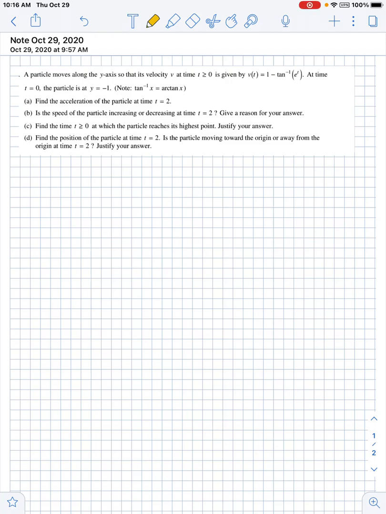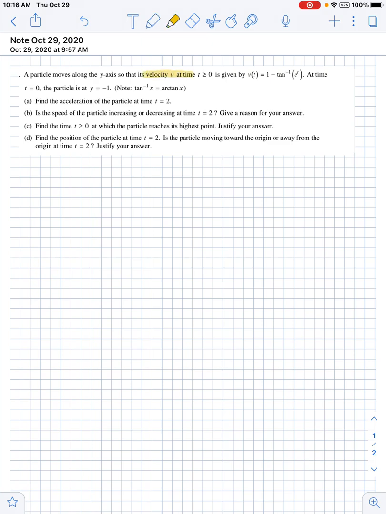Okay, welcome. I'm going to start today by talking about yesterday's FRQ. I'll look at part A first. So actually, let's look at the problem first. A particle moves along the y-axis so that its velocity v. So this is really important.